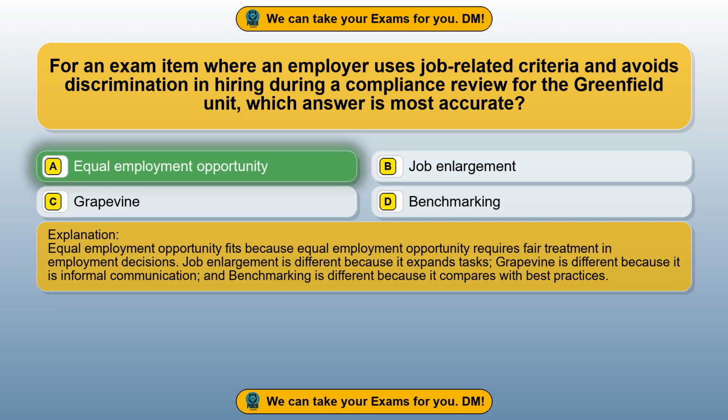Equal employment opportunity fits because equal employment opportunity requires fair treatment in employment decisions. Job enlargement is different because it expands tasks, grapevine is different because it is informal communication, and benchmarking is different because it compares with best practices.